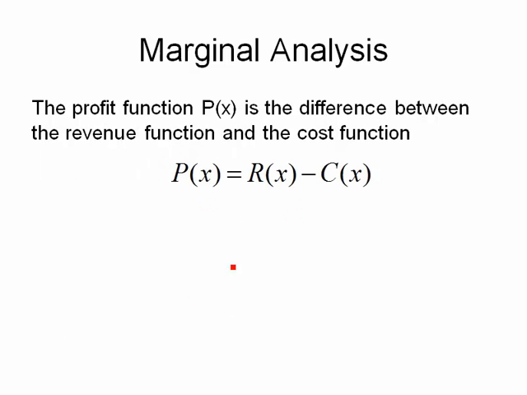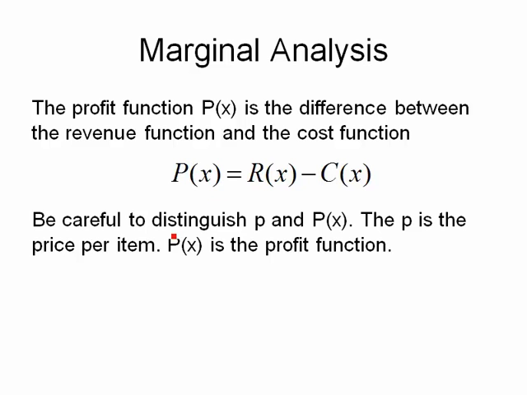Now our profit function capital P of x is just the difference between the revenue function and the cost function. So if I know capital R of x and capital C of x, if I subtract them, that'll give me my profit function capital P of x. Be careful again to distinguish between the little p, which is our price per unit, and capital P, which is our profit function.